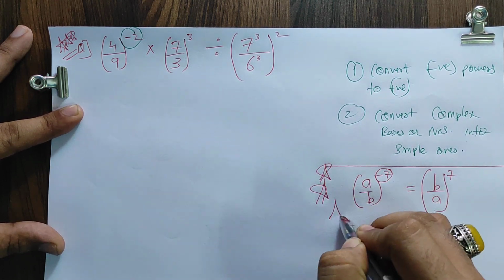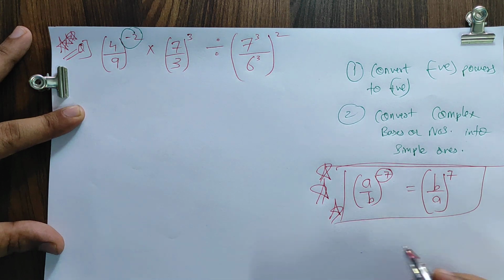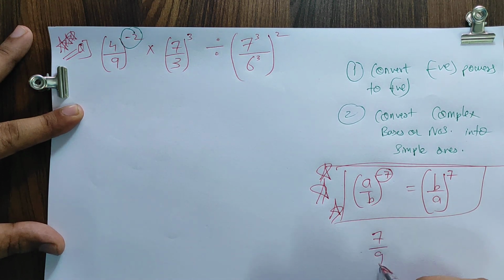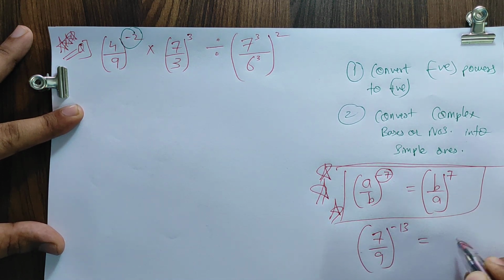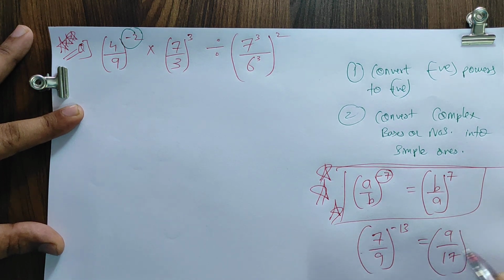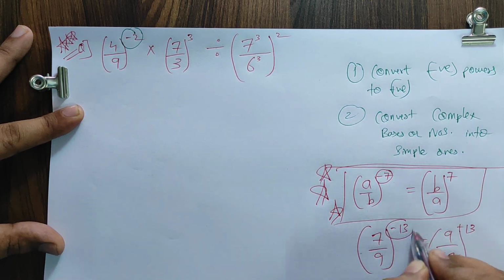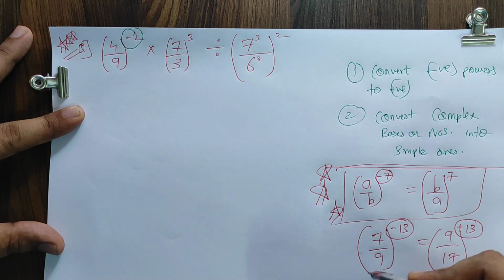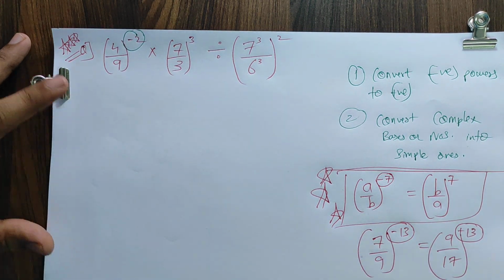Very, very, very important, note this. If I have 7 upon 9 the whole raised to minus 13, this will be 9 upon 7 the whole raised to plus 13. Minus 13 gets converted to plus 13 if I flip it. 7 upon 9, I make it 9 upon 7.